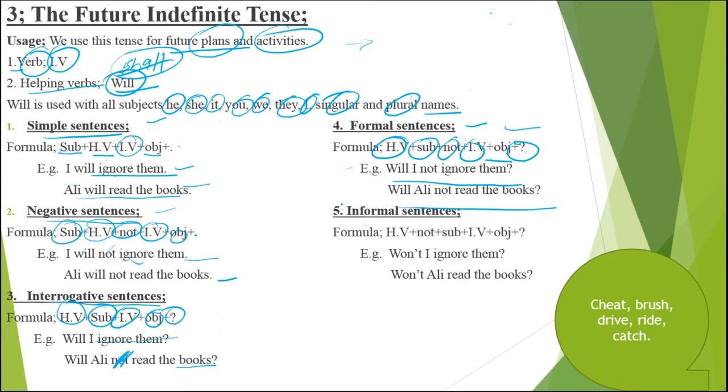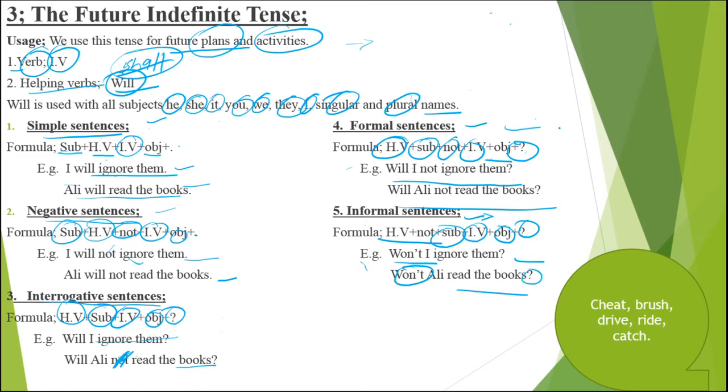In the same way we have got the fifth one, informal sentences, those sentences in which we ask a question, deny the statement, and we ask them in an informal way. We use it in our friendly atmosphere with our friends, or we use it with our juniors or youngers, and it is also used in spoken English. The formula is helping verb and not. Keep in your mind, when the helping verb and not come together, we change our helping verb into short form, and the short form of will not is won't, and after that we put subject, then first form, object and question mark. Won't I ignore them? Won't Ali read this book? Now here that is known as informal.